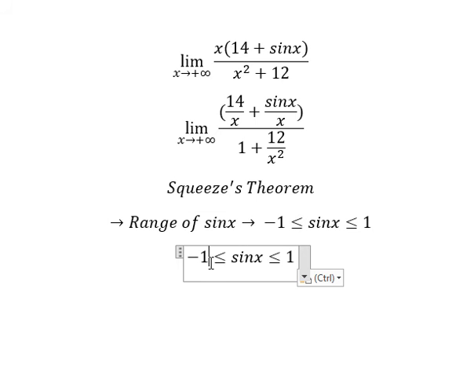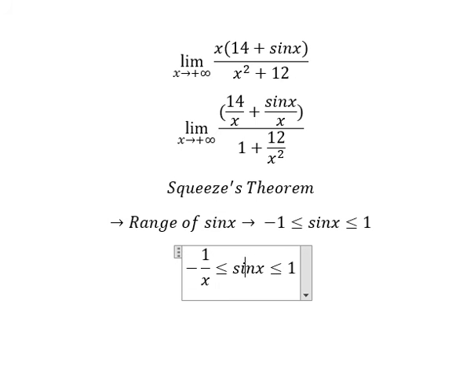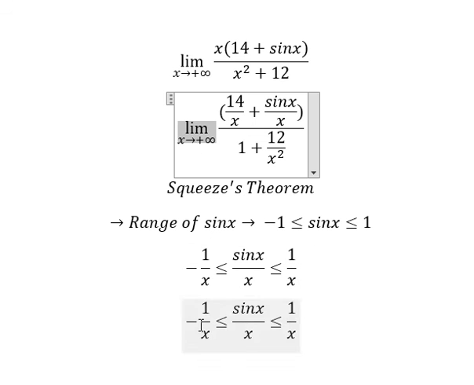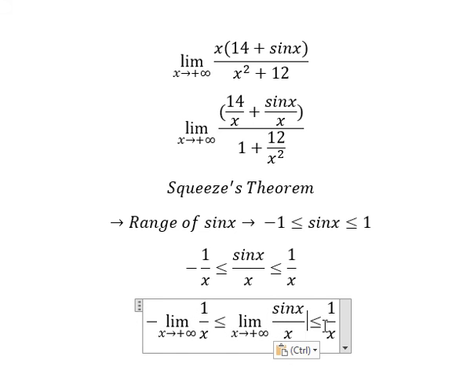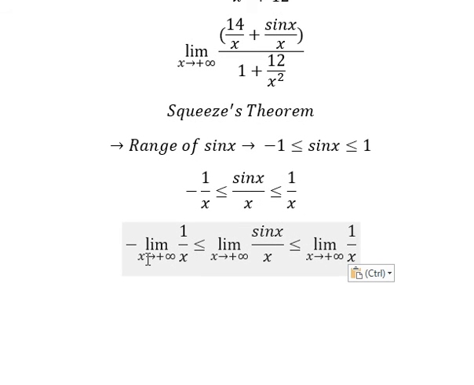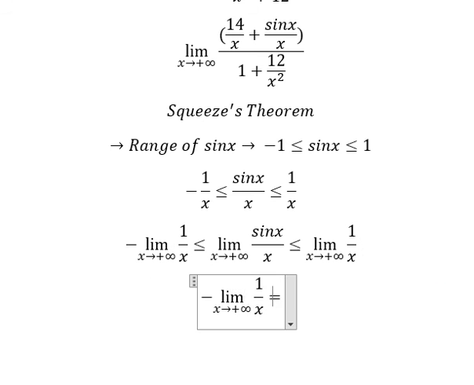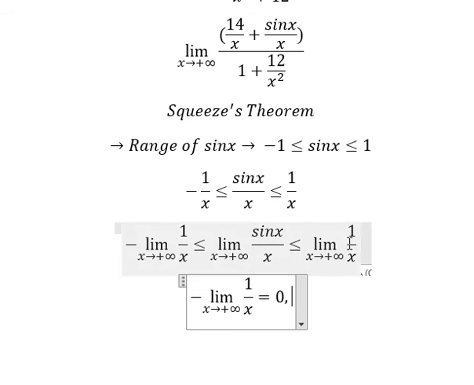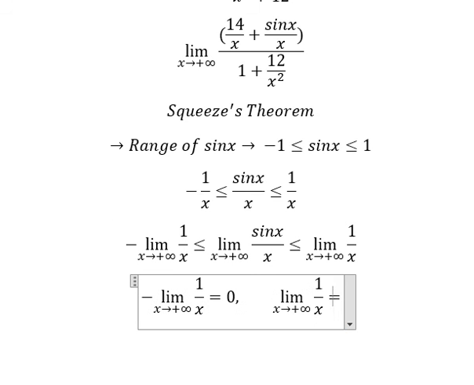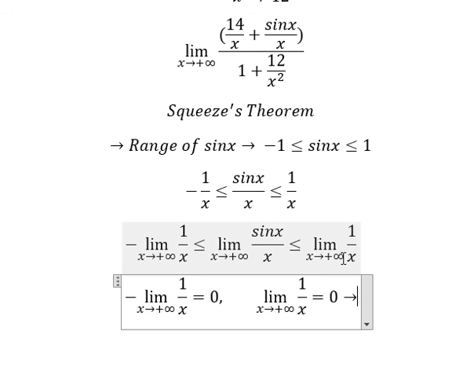Next, we divide both sides by x. Next, we put the limit for both sides. So, when x approaches positive infinity, 1 divided by positive infinity, you got 0. This one, you got 0. So, on the left and on the right, we have the same number 0. So, this one should be equal to number 0.